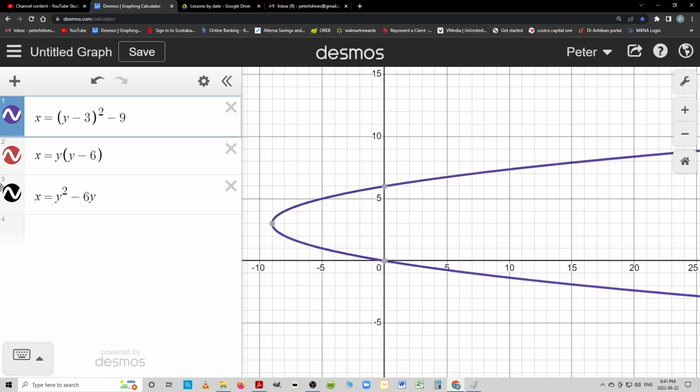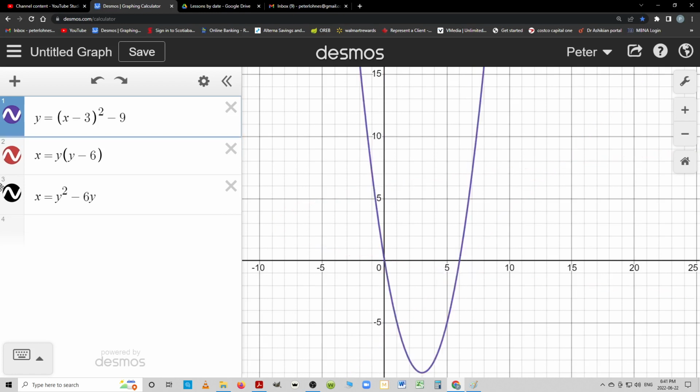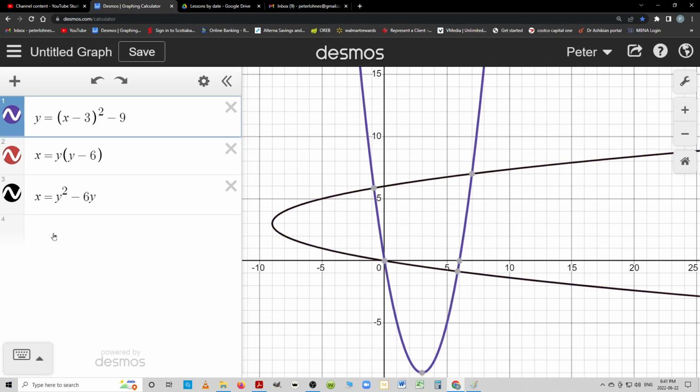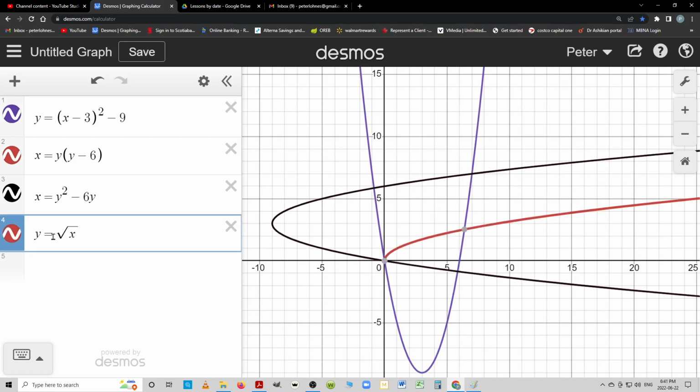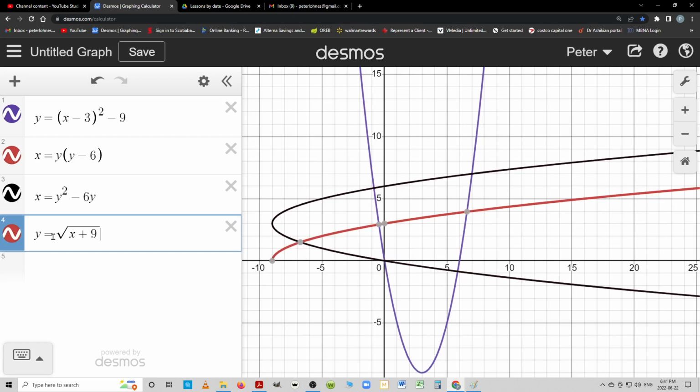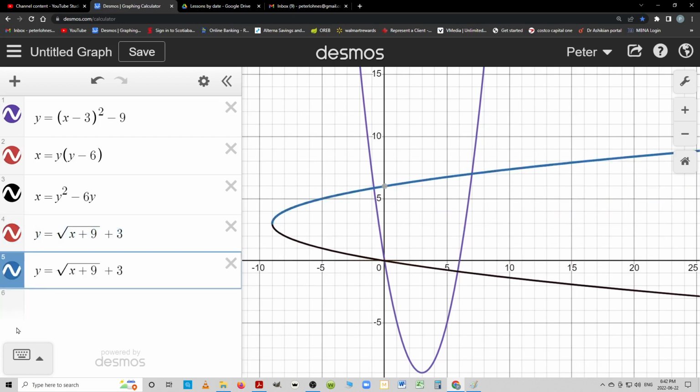So now it's drawn all the reciprocals, right? But if you want to do it the way we just did it, and you rewrite the formula, you've got to do square root of x plus 9, and then plus 3, right? So there's the top half. How come it didn't draw the bottom half? That's why we had to add the negative number as well.